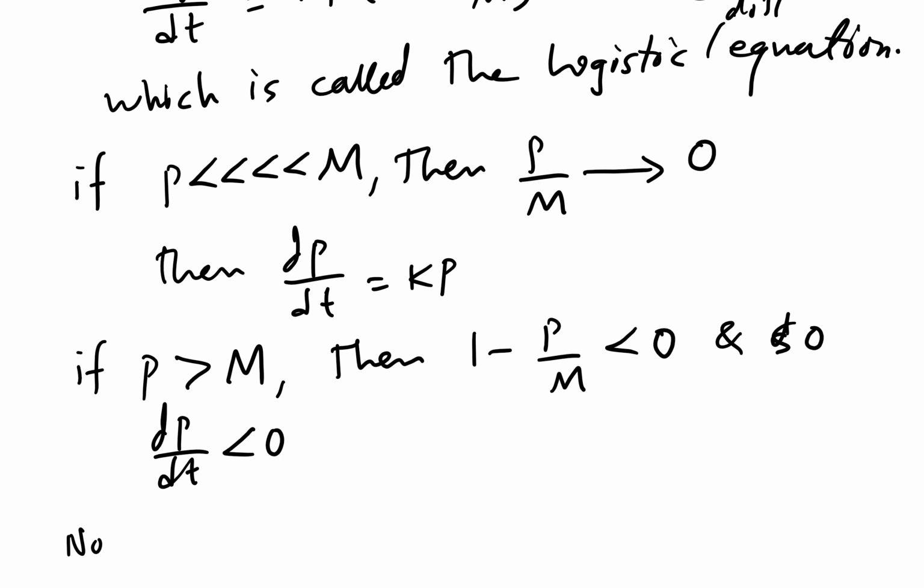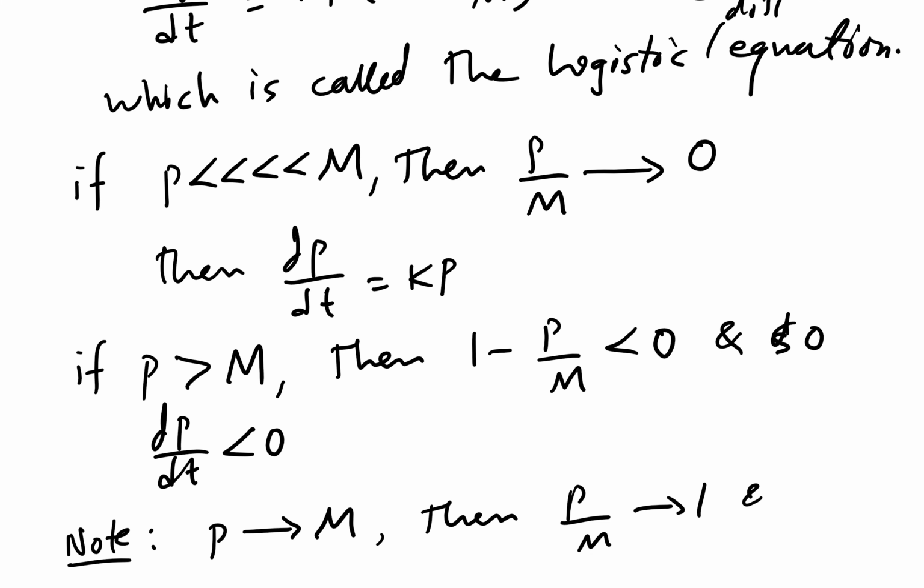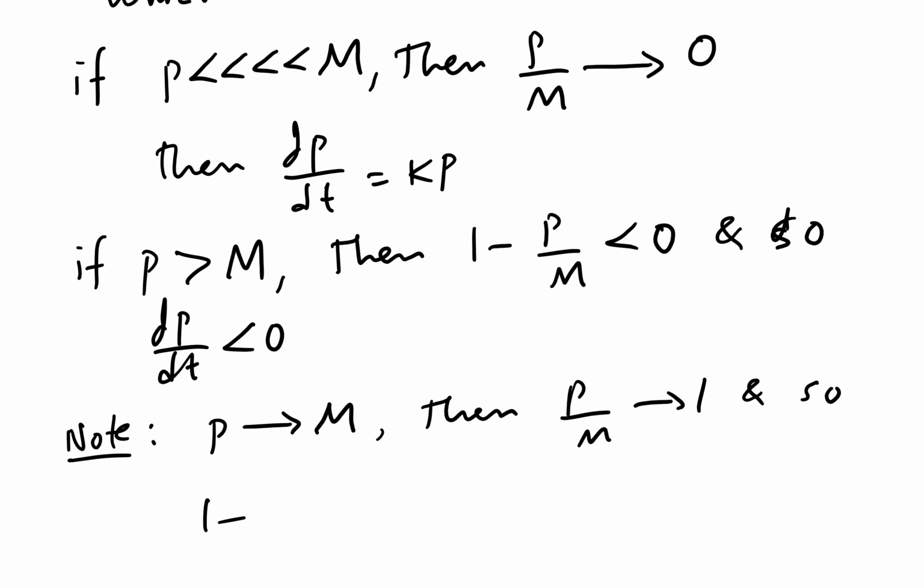And as a note, what happens if P approaches M? P approaches M means P over M will go to 1, almost 1. So inside the parentheses in the logistic differential equation, 1 minus P over M approaches 0. Then this tells us, in this case, that dP/dt goes to 0.